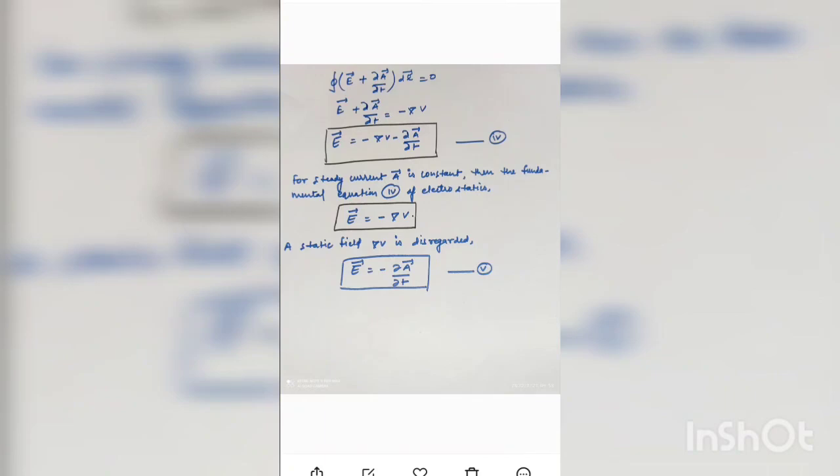In any case when del V is disregarded, then E equals minus del A over del t, and this equation expresses Faraday's law for a fixed circuit in terms of fields and directly the vector potential A.